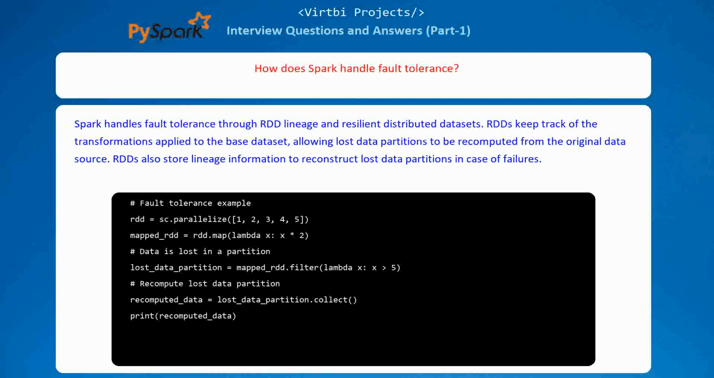In this example, we apply a transformation to an RDD and simulate data loss in a partition using a filter transformation. The lost data partition is recomputed from the original RDD using RDD lineage information.